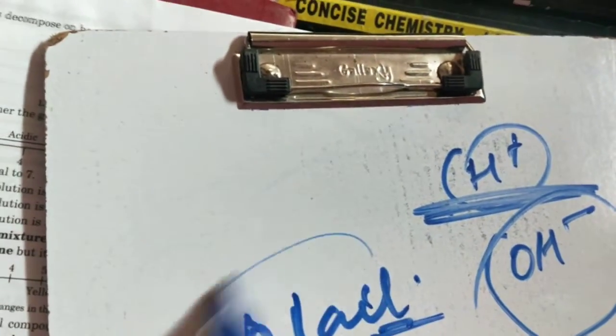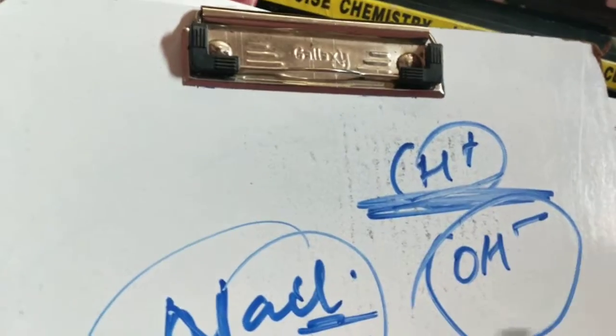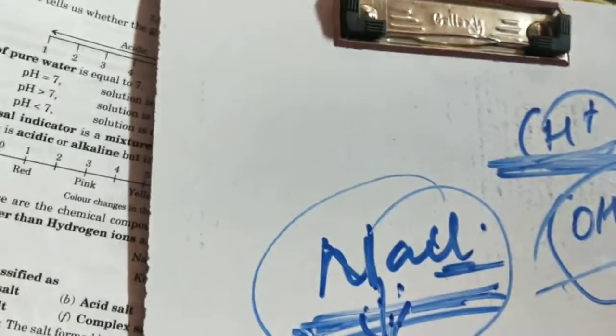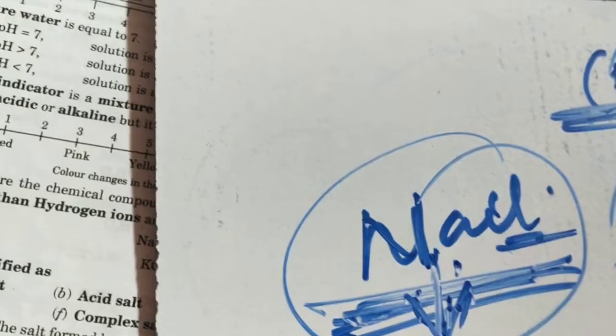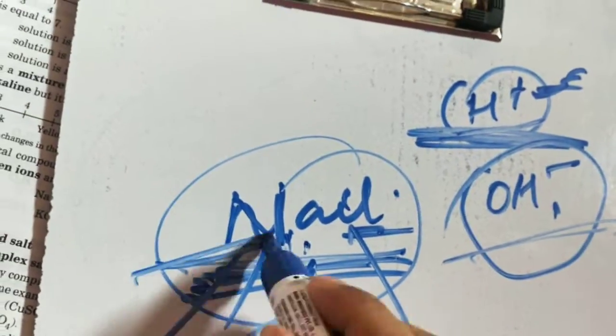Again I repeat, those substances which contain one cation that is different from hydrogen ion and one anion that is different from hydroxyl ion are known as salts. For example, in NaCl, Na is a positive cation that is different from hydrogen ion, and Cl is the anion that is different from hydroxyl ion. So NaCl fulfills the criteria of a salt.